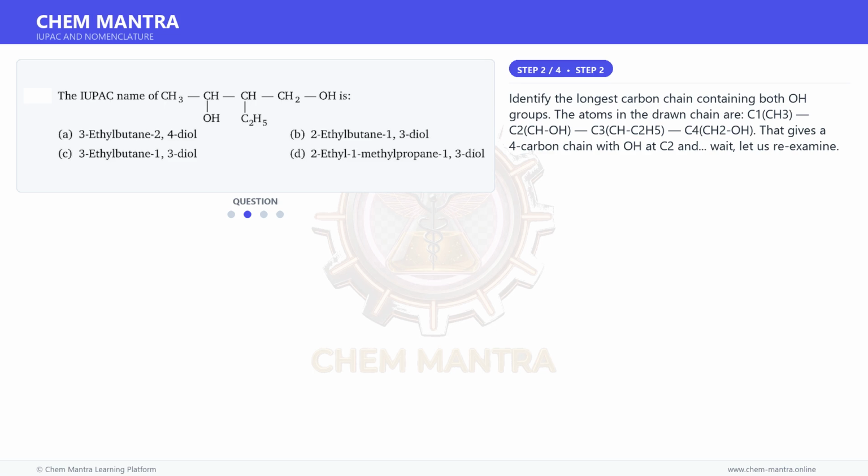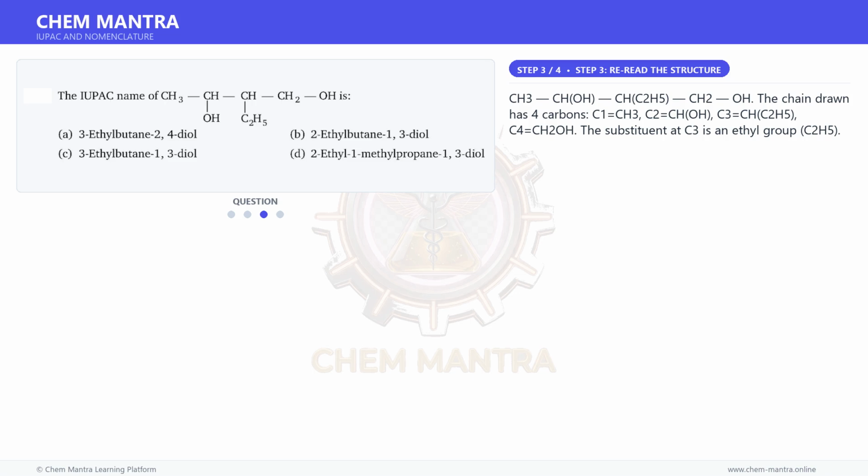The atoms in the joint chain are C1, CH3, C2, CHOH, C3, CH, C2H5, C4, CH2OH. That gives a 4-carbon chain with OH at C2 and... Wait, let us re-examine. Moving on to the next step. CH3CH(OH)CH(C2H5)CH2OH.